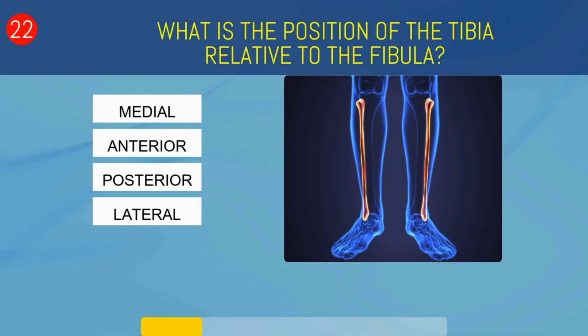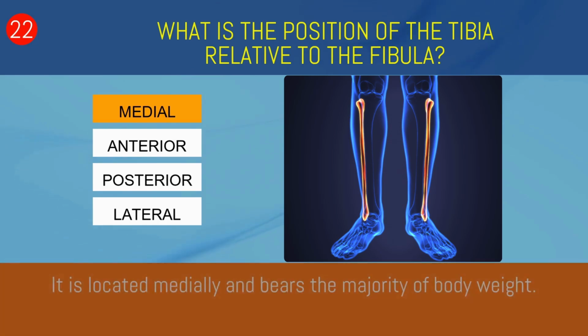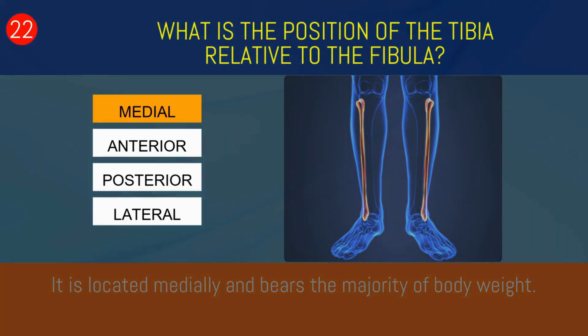What is the position of the tibia relative to the fibula? Medial, anterior, posterior, or lateral? Medial. It is located medially and bears the majority of body weight.